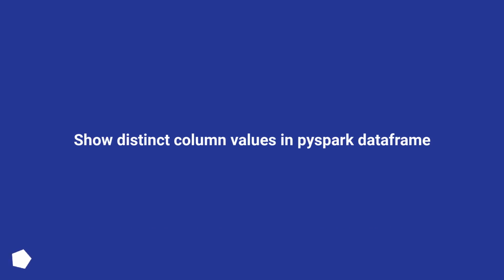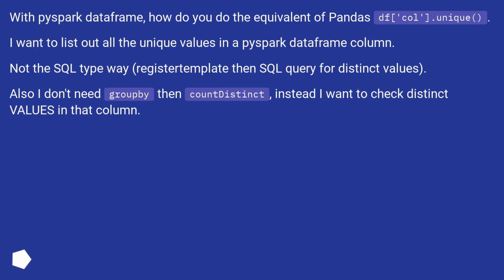Show distinct column values in a PySpark dataframe. With a PySpark dataframe, how do you do the equivalent of pandas df.call.unique? I want to list out all the unique values in a PySpark dataframe column. Not the SQL type way, register template then SQL query for distinct values. Also I don't need groupBy then count distinct, instead I want to check distinct values in that column.